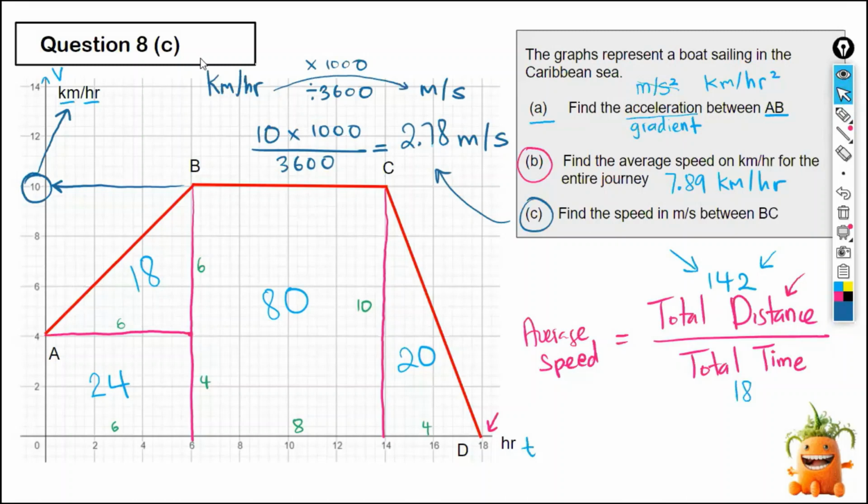Right, take down anything you need to take down, and we will be moving on. Let's go.